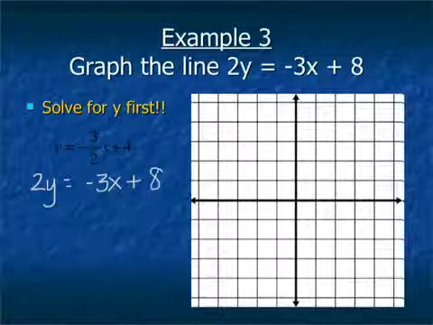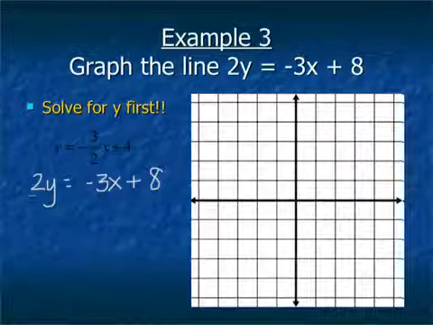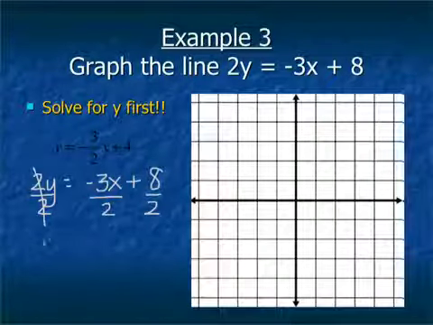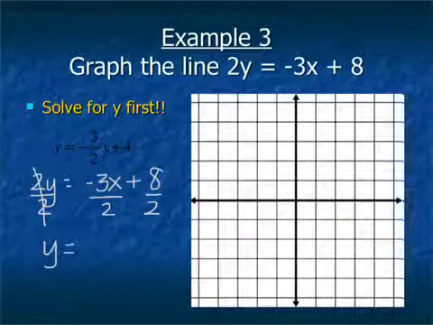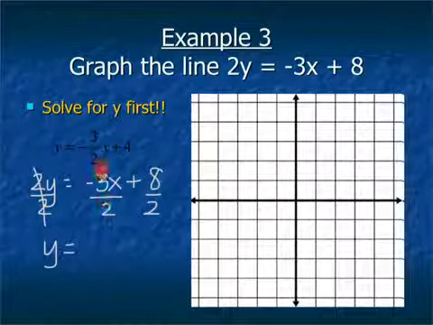And basically in this one the only problem is that the y has a 2 attached to it, and I need to get rid of that 2. So I'm going to divide by 2, which means I have to divide this by 2 and divide that by 2. Now, this number here is going to end up being your slope. Okay, and slope we would much prefer as a fraction.